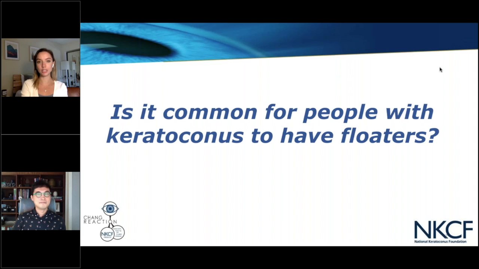Our final question comes from Linda in Georgia, United States. She asks, I have had keratoconus for over 30 years. I am now 71. Recently, I moved from California to Georgia, and about a year after moving, I noticed floaters in both eyes. The floaters are different in each eye. Is it common for people with keratoconus to have floaters?